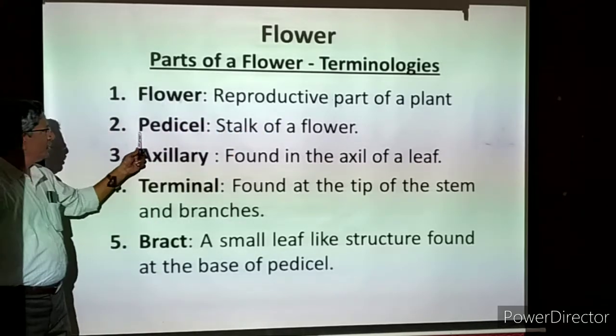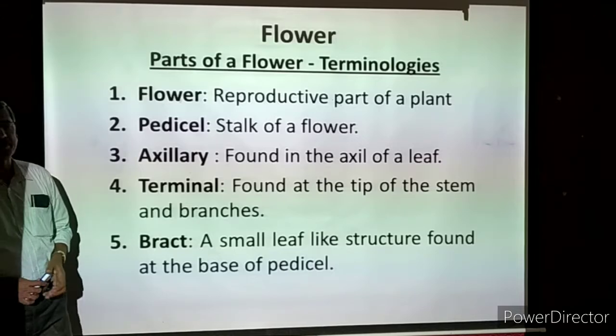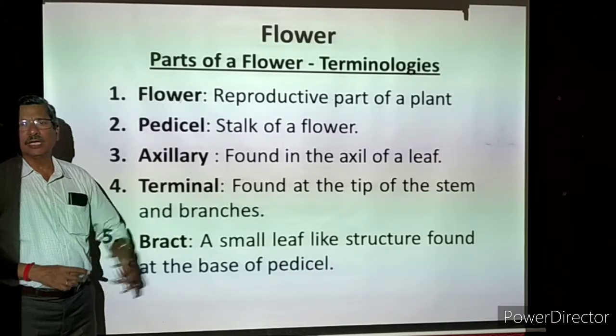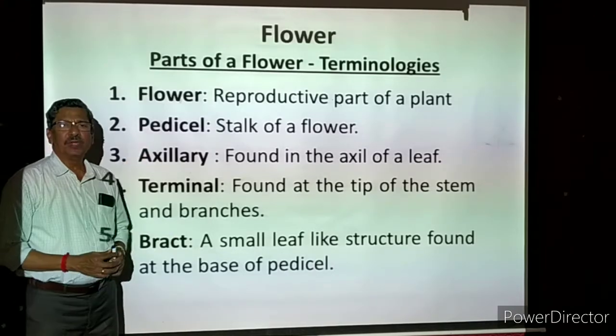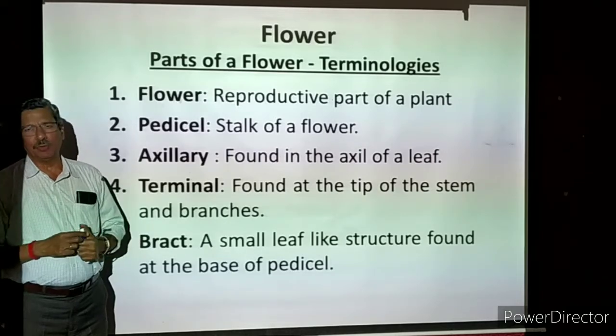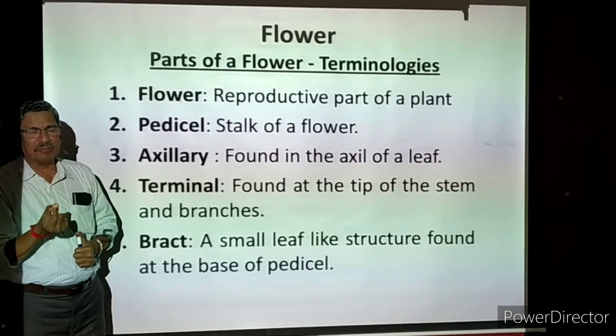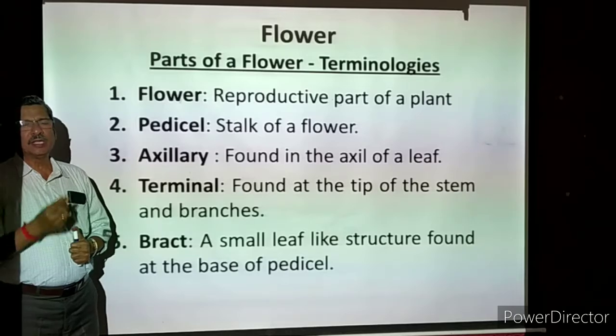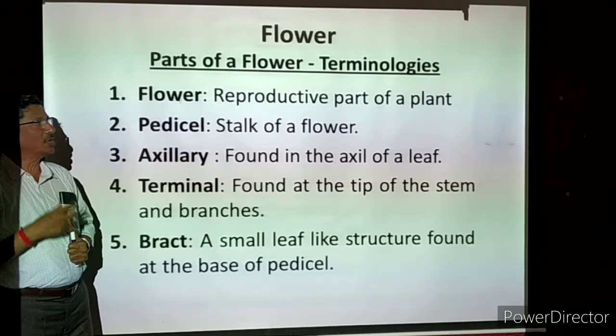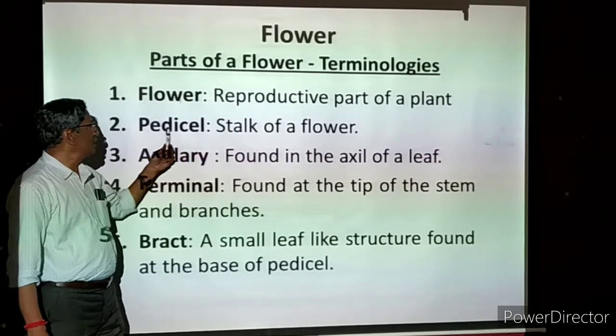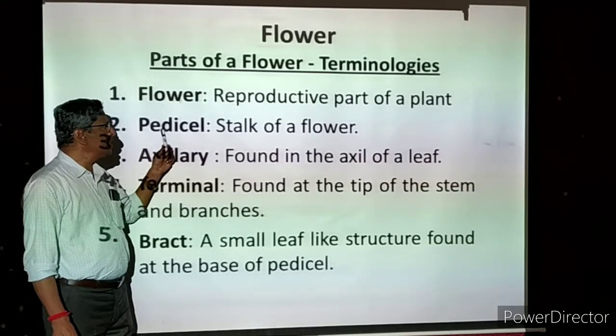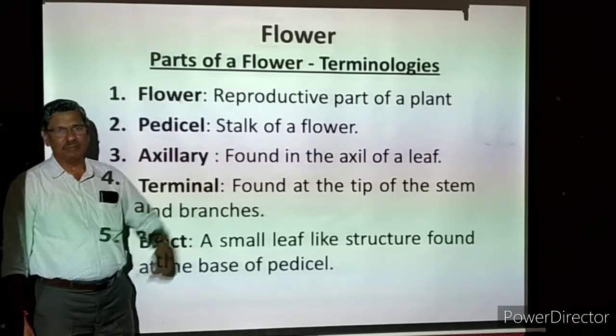The second one we are going to study about is the pedicel. We are going to have the pictures later. Pedicel. Every flower, in the majority, has a stalk. A thin, narrow, green colored stalk will be there. That stalk is called a pedicel. So pedicel is the stalk of a flower.